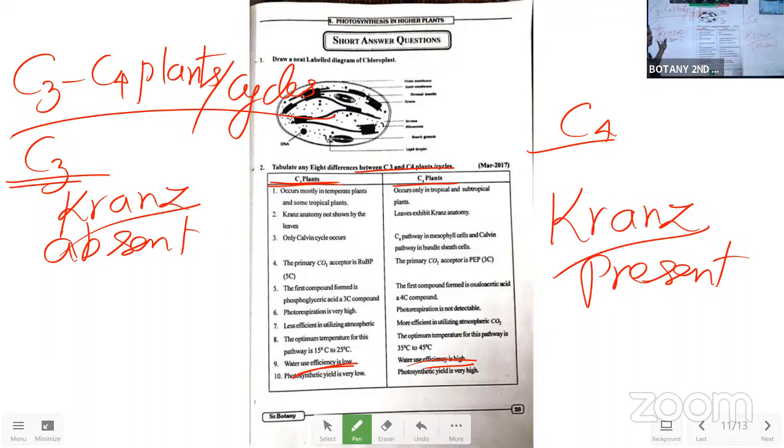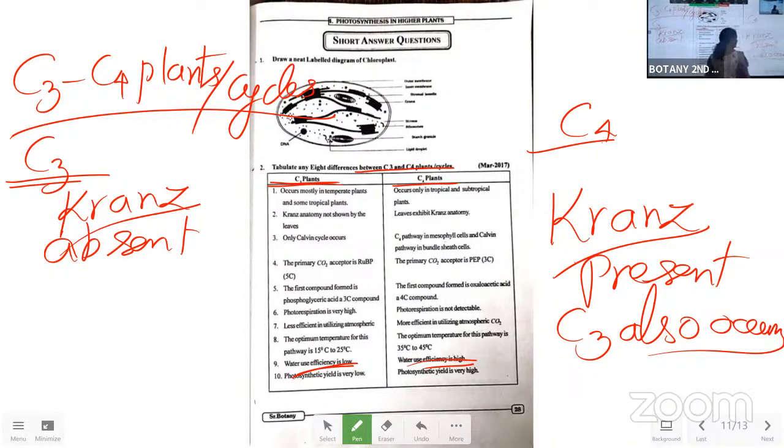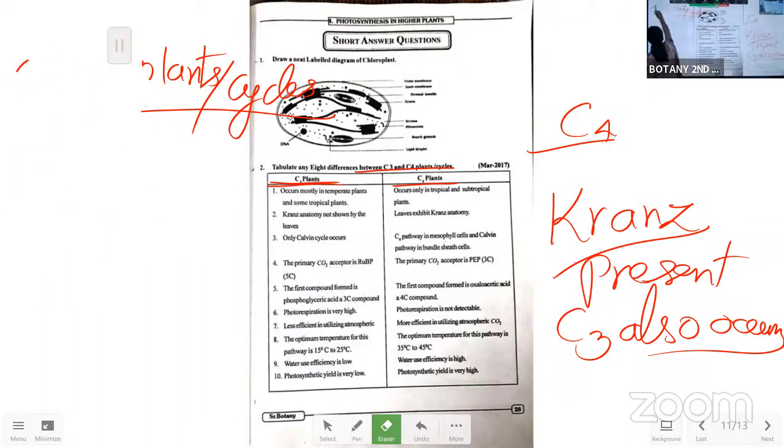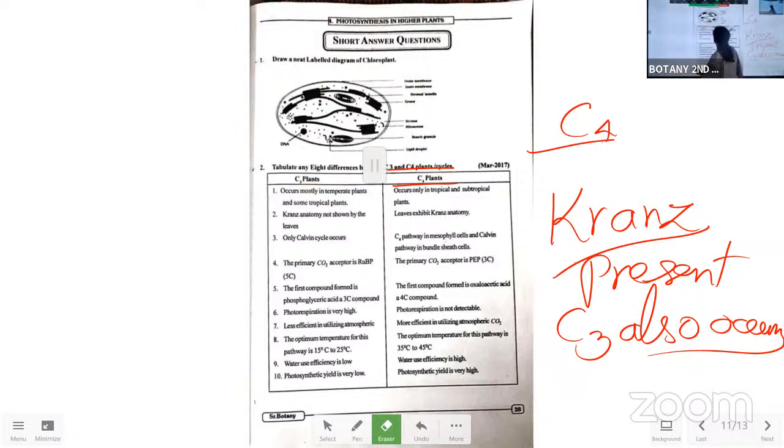Okay, and in the C3 plants, the C4 cycle won't be seen, whereas in the C4 plants, the C3 cycle also occurs in the bundle sheath cells. Next one, in the C3 cycle, photorespiration is present. In the C4, photorespiration is absent. So these are the most important differences we can say between the C3 and C4 cycles.